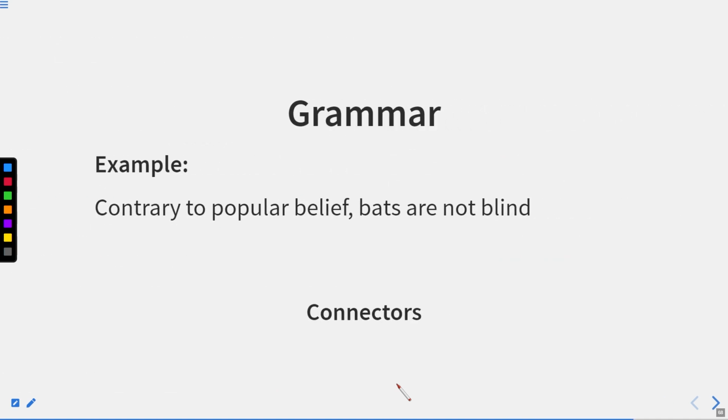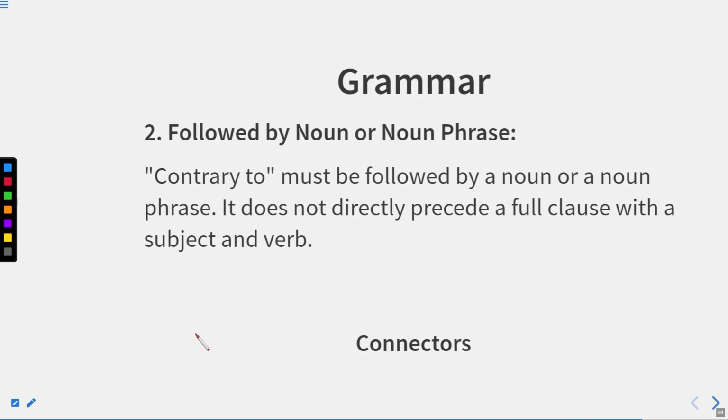For example, contrary to popular belief, bats are not blind. So it was popularly believed that bats are blind, but it is contrary to this fact. So this is a positive statement: bats are not blind.